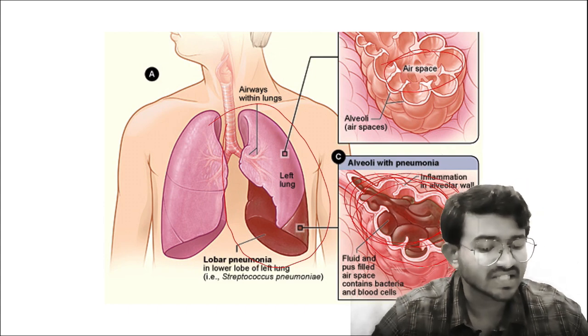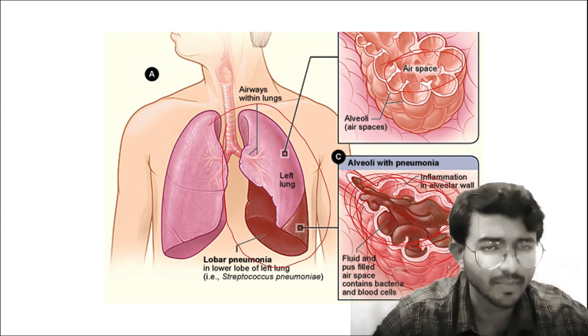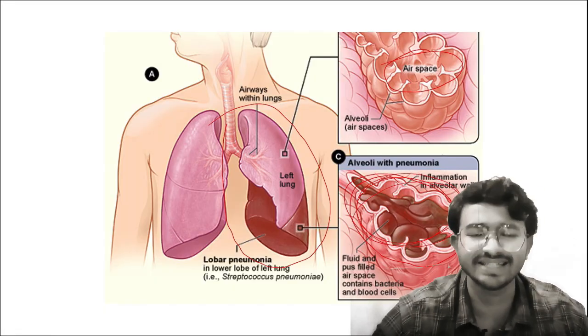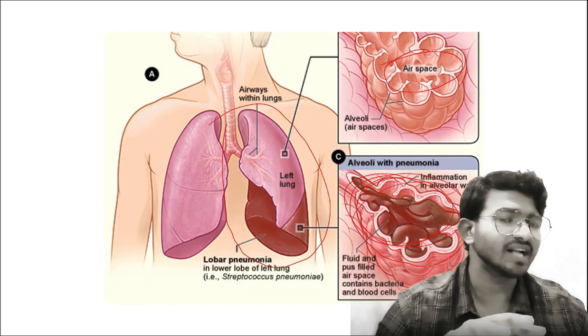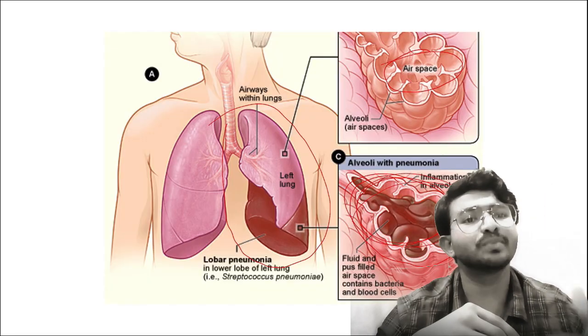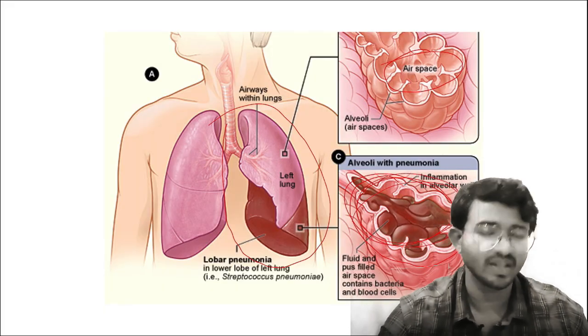Okay, so that's why this is very important. Pneumonia is a very common condition. Wherever you go in medical settings, you will 100% see pneumonia cases. Pneumonia is also divided into two different types: community acquired pneumonia and hospital acquired pneumonia, also known as nosocomial pneumonia.